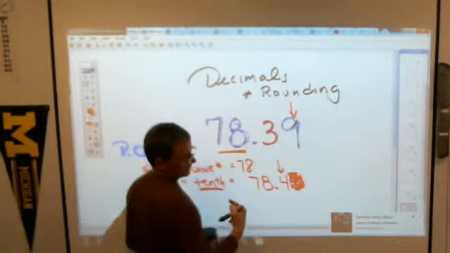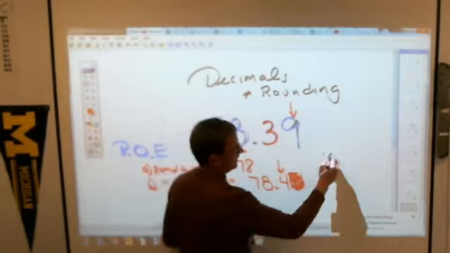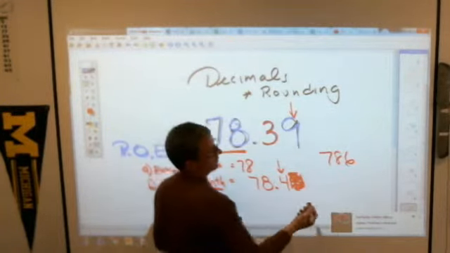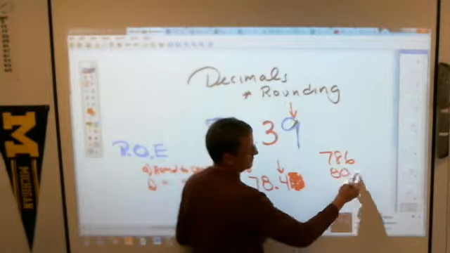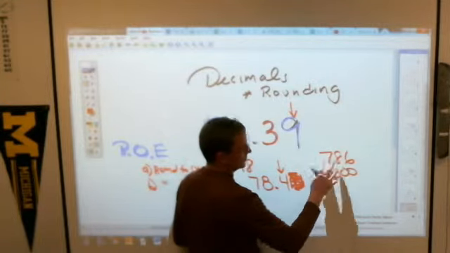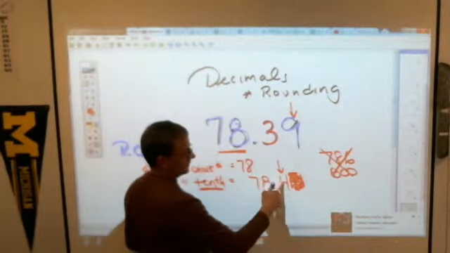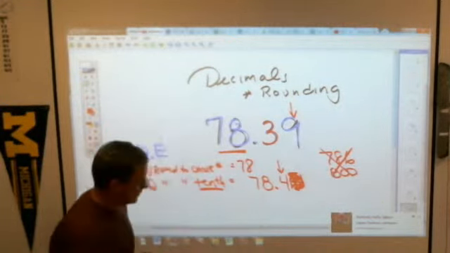Okay? Which is confusing, because if I said you had 786 and I asked you to round that to the nearest 100, what do you do? You put 8 and then you change those to zeros. Well, that's whole numbers, and whole numbers are different than decimals. With decimals, we don't go any farther than the number we're rounding.